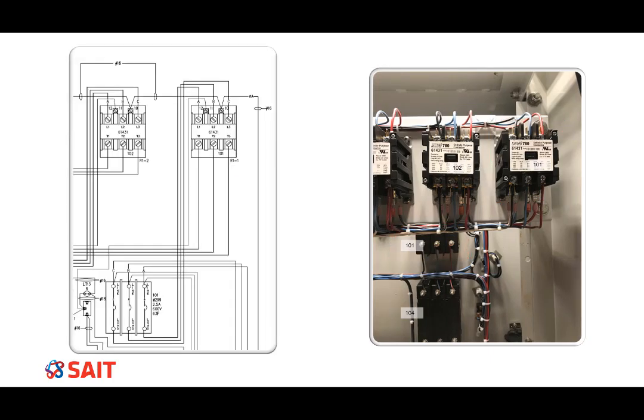Here is a look at the same photo alongside the wiring diagram for the circuit breaker and contactor. Notice how the wiring diagram shows details of the equipment as well as their physical locations.